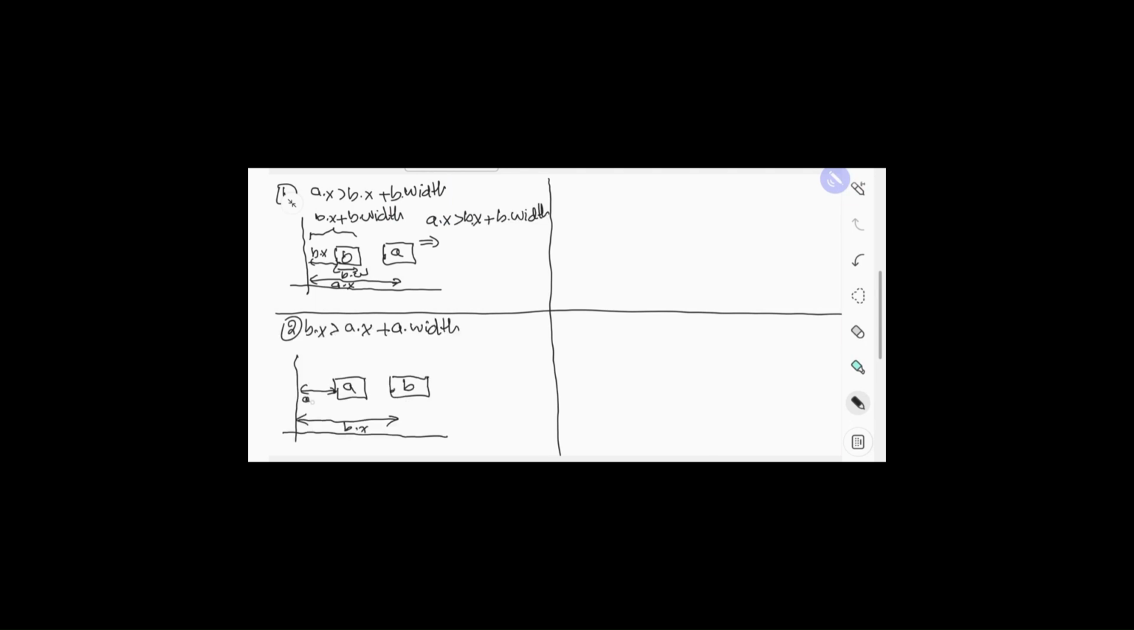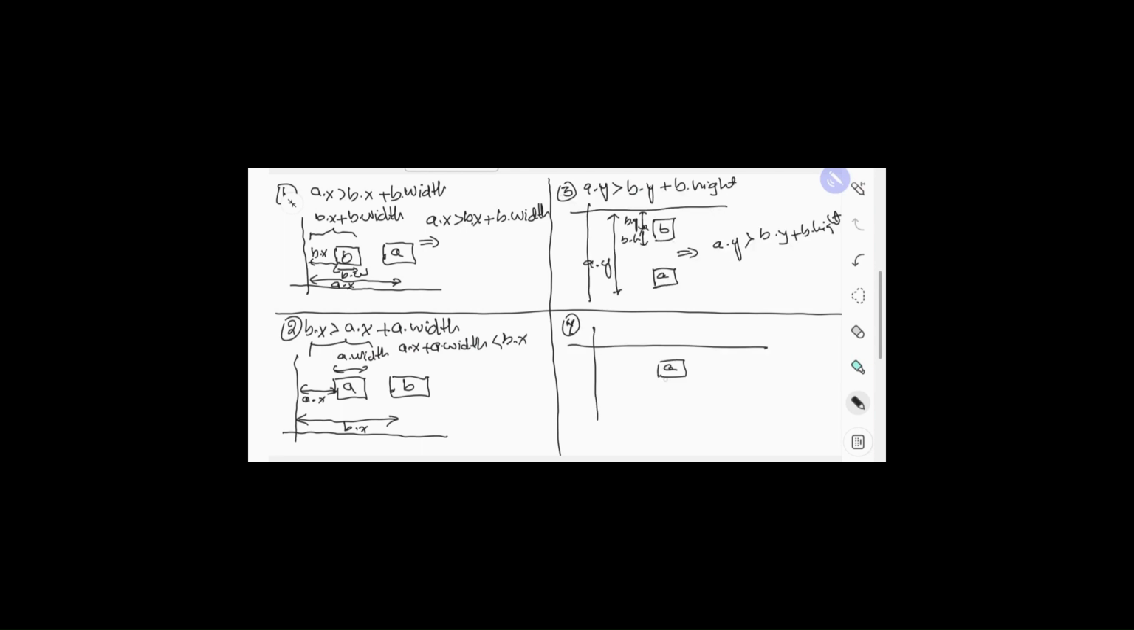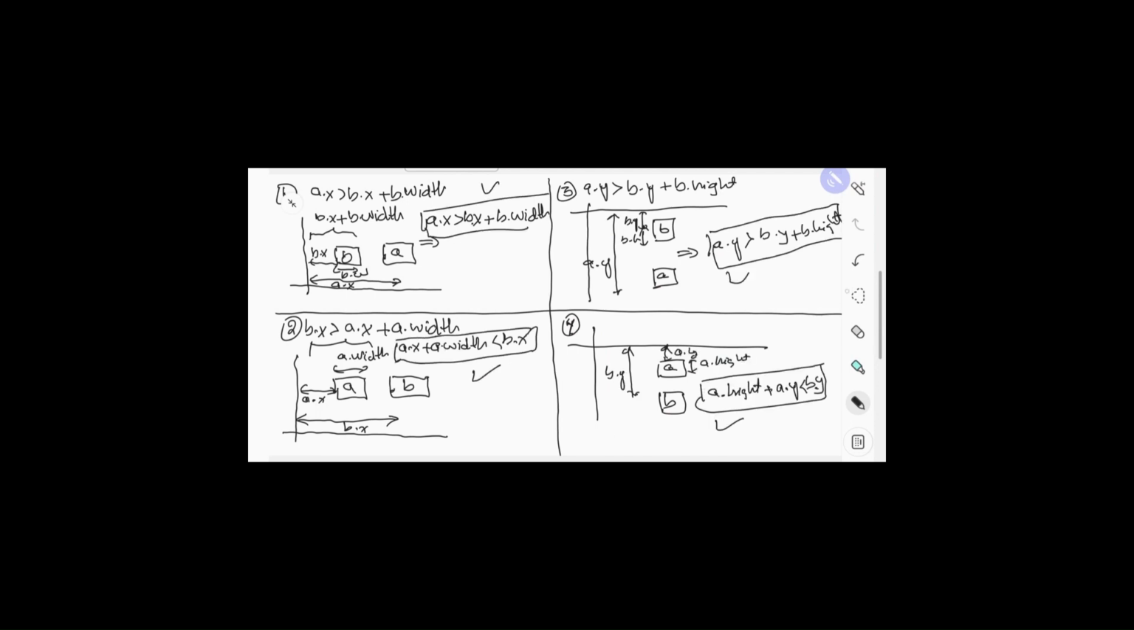In the second condition, we are flipping the rectangles A and B and checking the colliding condition. The third and fourth conditions check whether the rectangles are colliding vertically or not. So, long story short, the isColliding function is fundamental for deciding collision in the game.